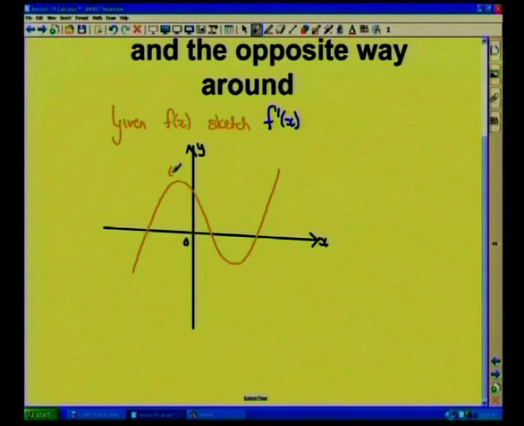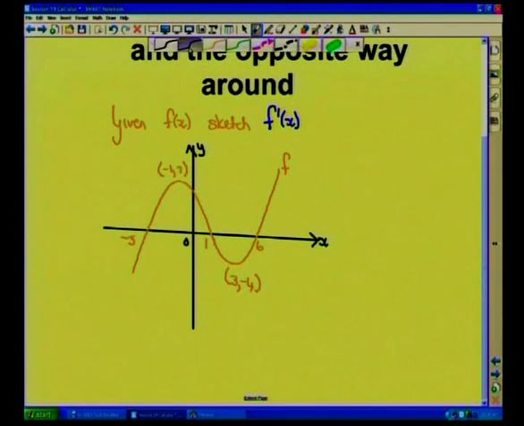Okay, let's give this the coordinate -1, 7. Let's call this -5. Let's call this 1. Let's call this 6. And let's call this point over here 3, -4. Okay, and this is the graph of f. I want you to draw the derivative.